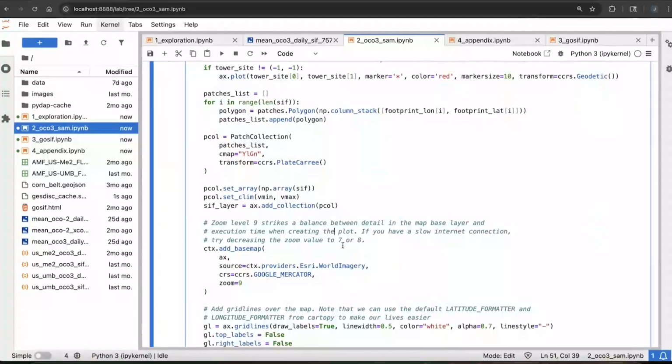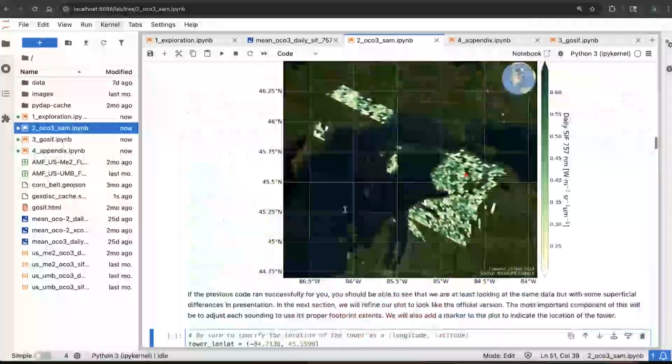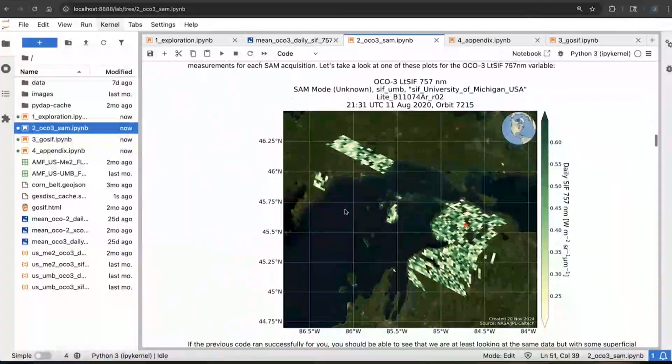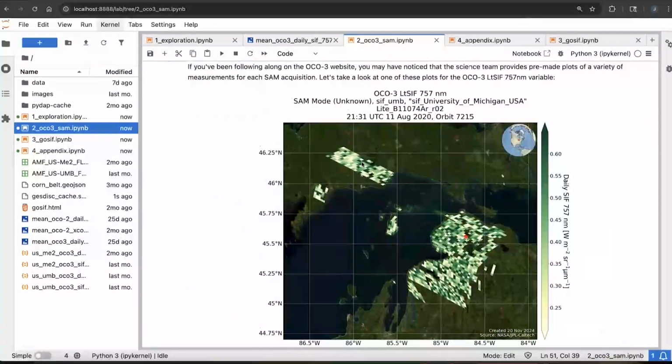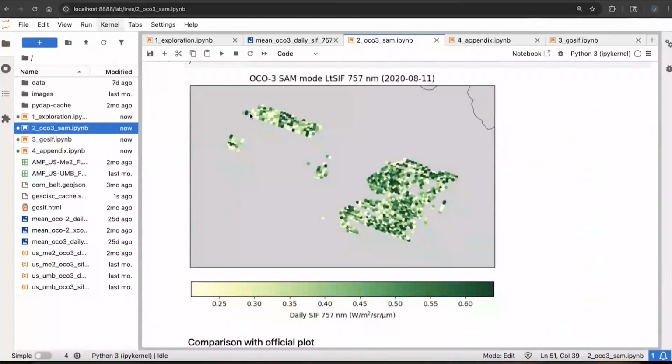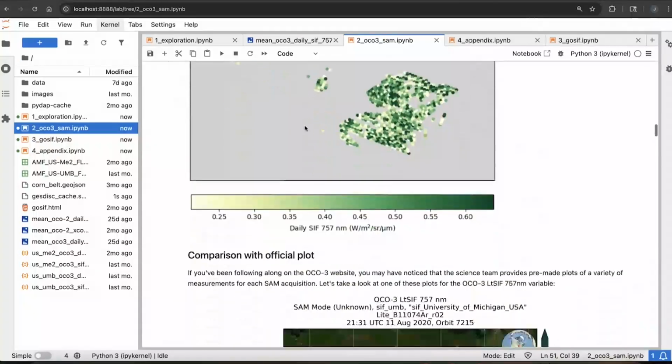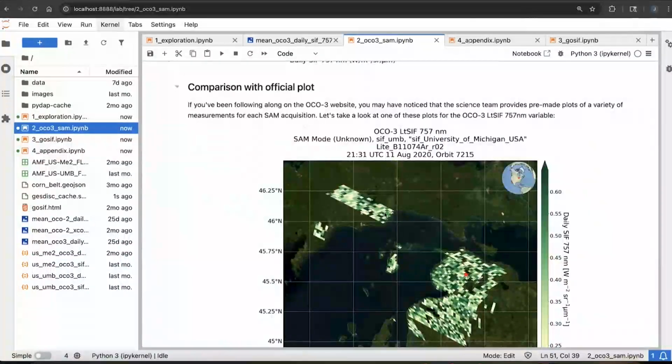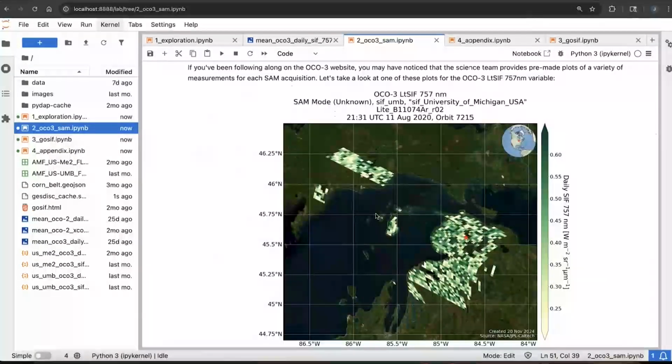The last detail that we'll want to note down is that our original plot used an equirectangular projection. For the updated plot, we're using Web Mercator to match the projection of the official plot. And you'll notice the subtle difference in the shape of the data itself. Here you can see that the angle of this tail of SAM samples is somewhat different than the angle of the same feature in the official plot. And that's due to projection differences.